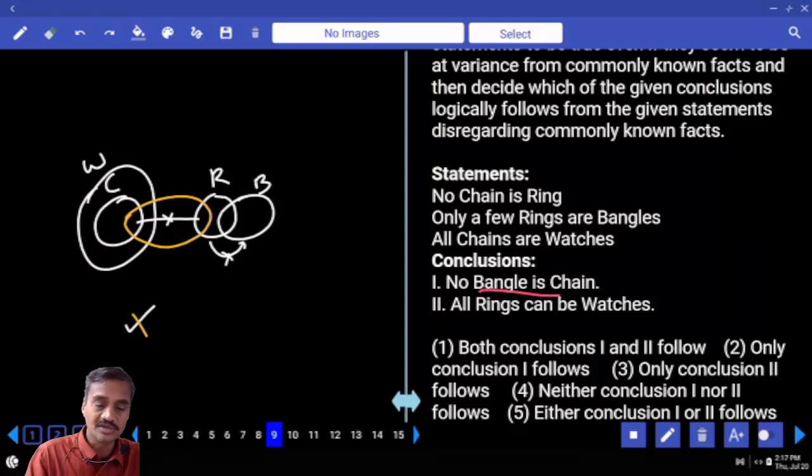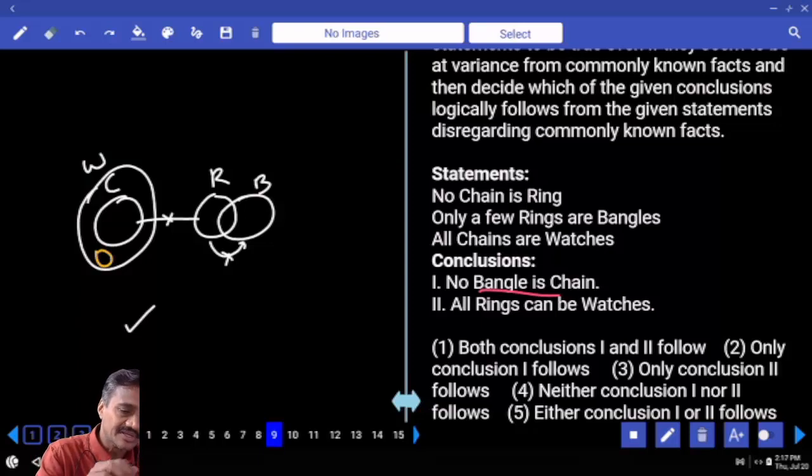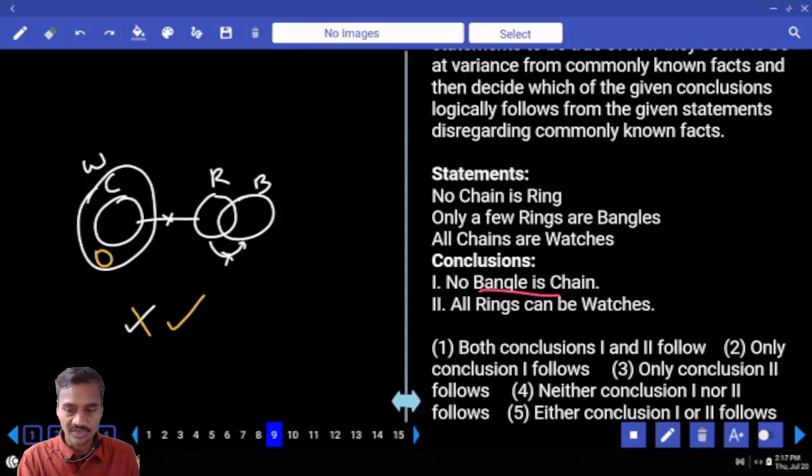The next one, all rings can be watches. Now this entire ring can be a part of this watch. Now tell me whether I can bring a ring like this or not. Yes, hence what is your answer? Only 2. Only 2, that is given in choice 3, question number 9.